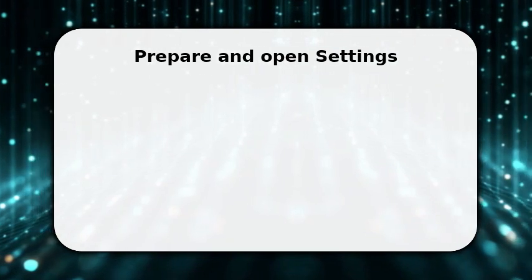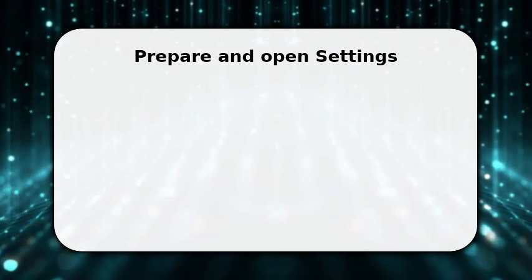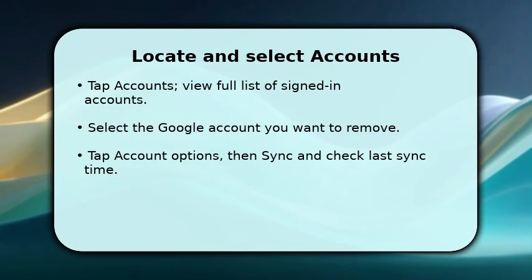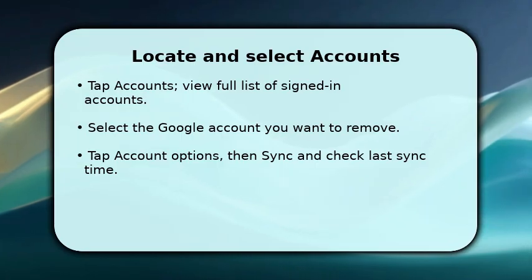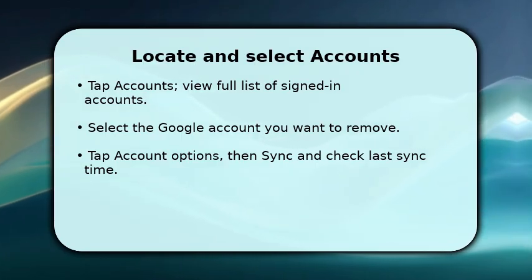Next, tap Accounts to reveal every account type on the device. This keeps you from removing the wrong profile. Choose the specific Google account you want to remove because OnePlus lists each Google entry separately.